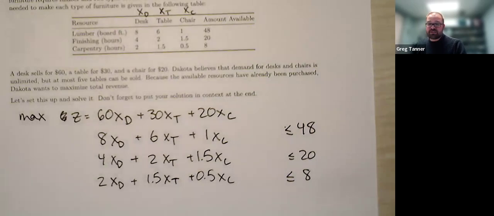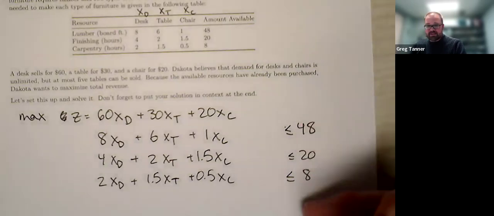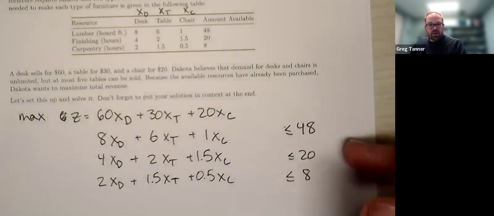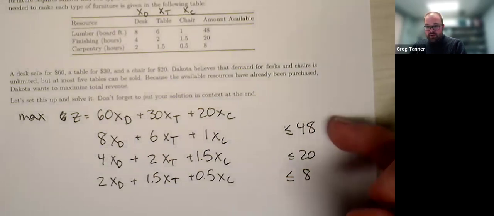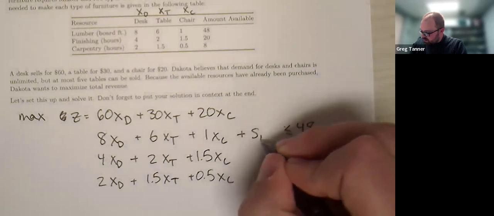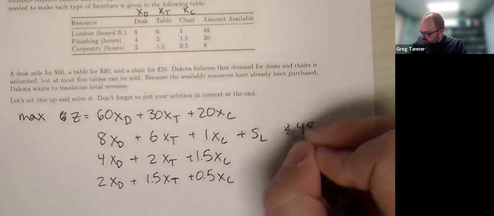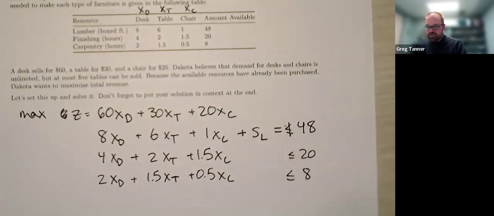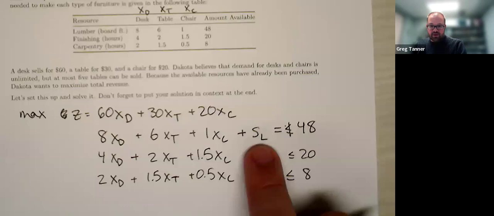We're going to introduce slack variables. All of these are less than or equal to constraints, so we're going to introduce slack variables. This first constraint has to deal with lumber. And so I'm going to add plus SL, and I'm going to change this into an equal sign. Okay, so SL being the slack for lumber.